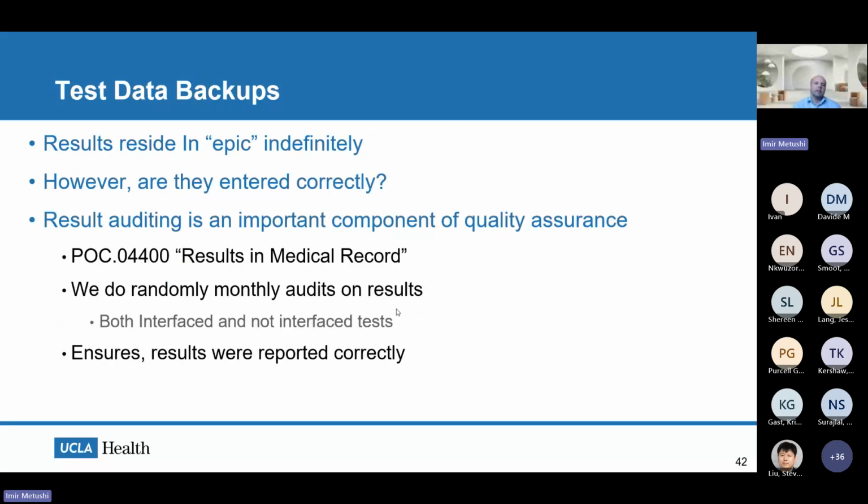So the results reside in Epic. However, we do have some requirements to make sure that, at least periodically, we check that the results are entered correctly. If a test is not interfaced, that becomes a manual process, especially for those tests where we have IQCPs in place. We have to do this.